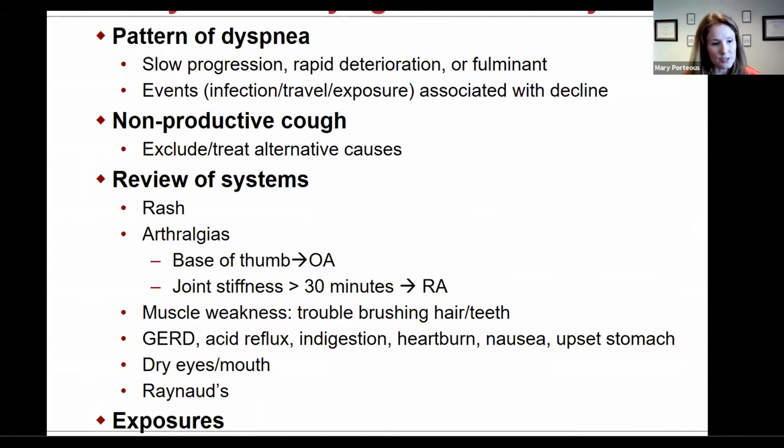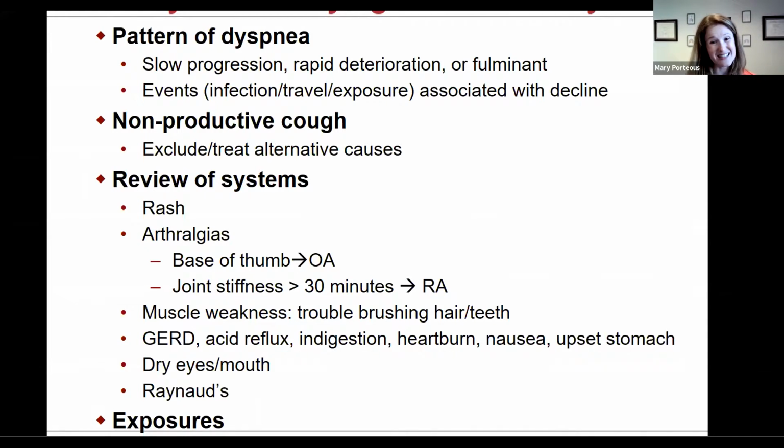So rashes, arthralgias. All of us have aches and pains these days, so look at the pattern. If people are really complaining of the base of the thumb, that's more like osteoarthritis. If they're really talking about joint stiffness, the MCPs and the PIPs, as well as joint stiffness lasting more than 30 minutes, I'm more concerned for some sort of autoimmune or inflammatory arthropathy.